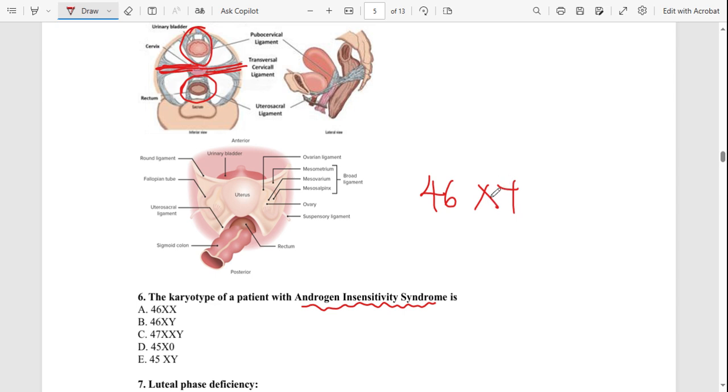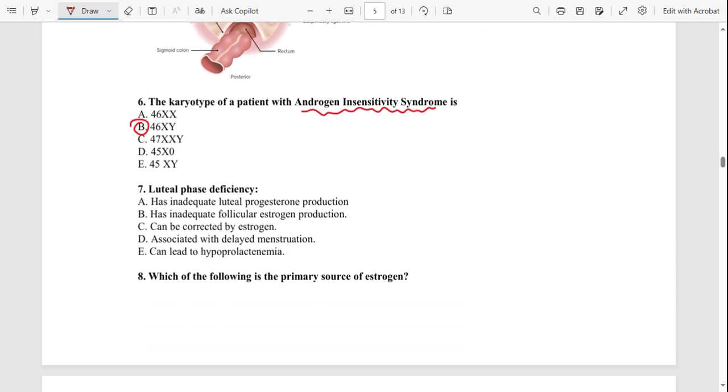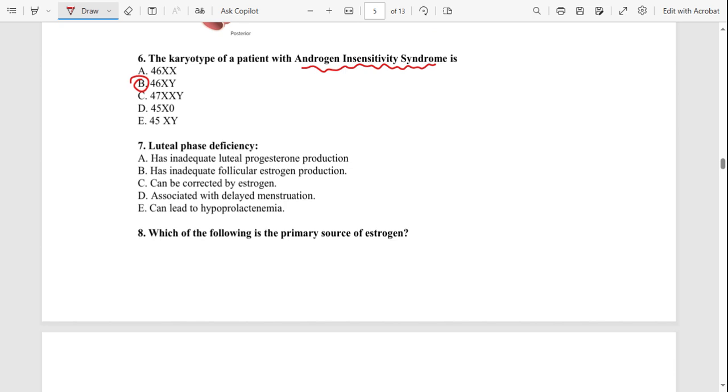But then the problem is that the tissues cannot respond to androgens, which are the male sex hormones. So these people are going to have the female characteristics in androgen insensitivity syndrome. So it is 46XY, but the cells or the tissues cannot respond to androgens, leading to the features of a female.